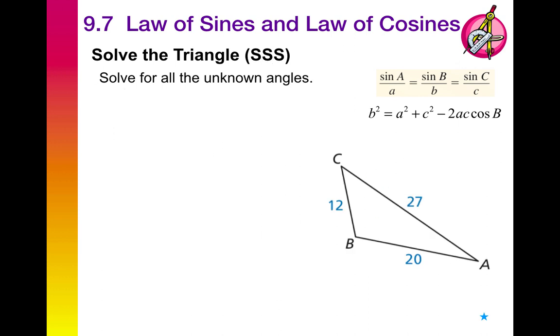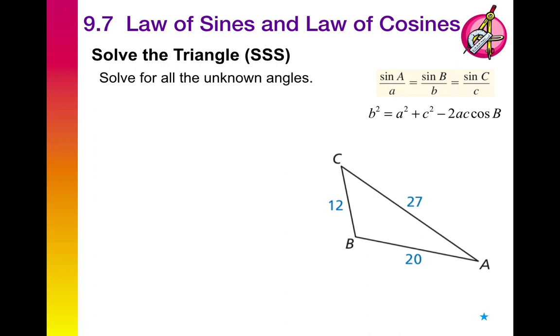Now let's look at another scenario, which is side, side, side. Say I have all three sides, but I have none of the angles. Well, in this particular case, I need to calculate one of the angles, and here I have all three sides and an angle, and I'm going to use the same formula. So I'm going to find the value of angle B. And the way that I'm going to do that is I'm going to plug it into this formula.